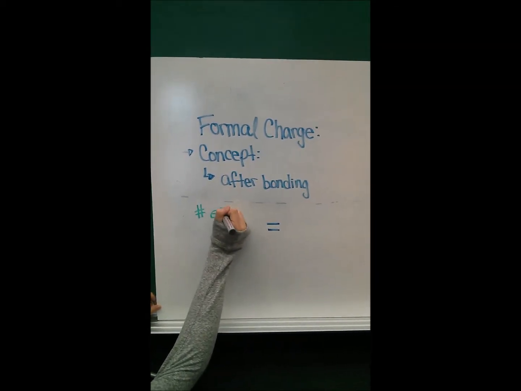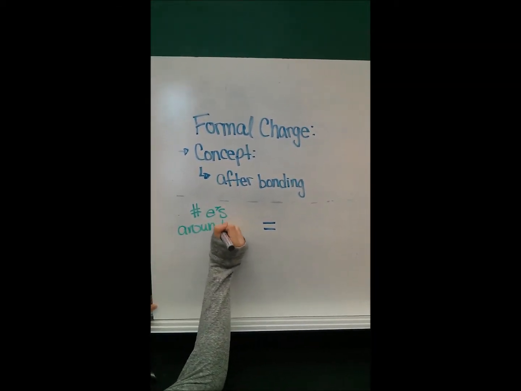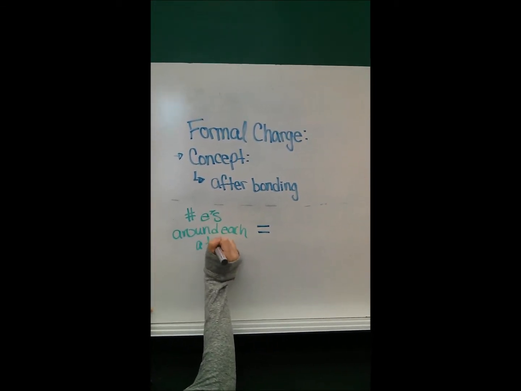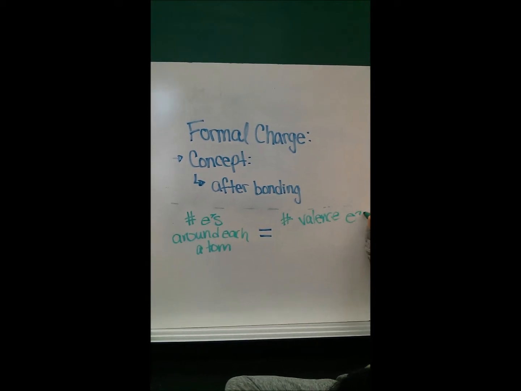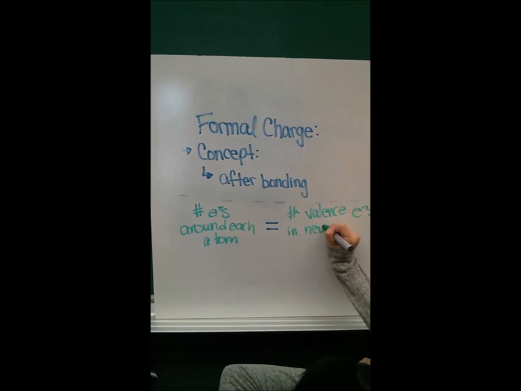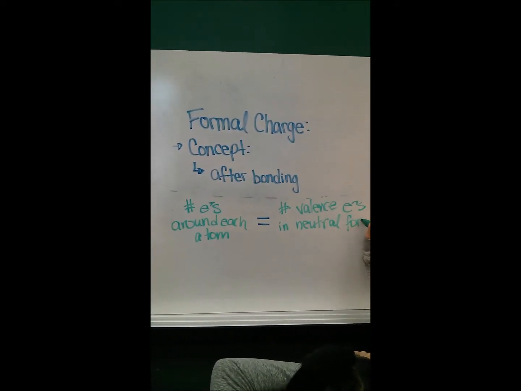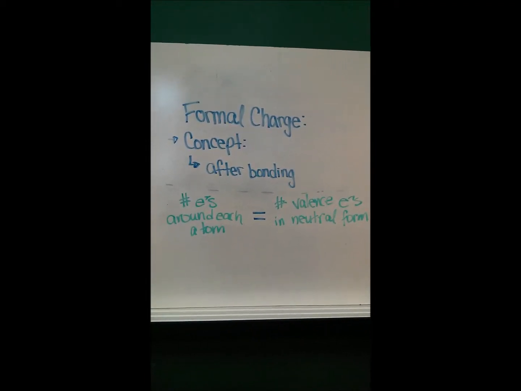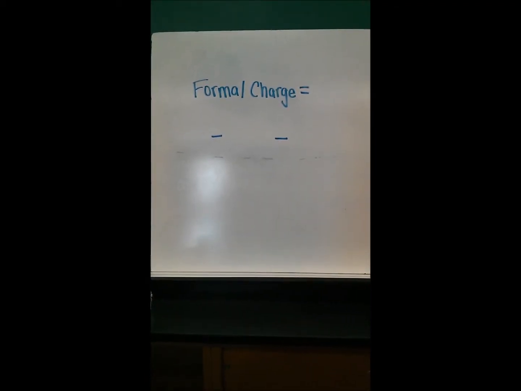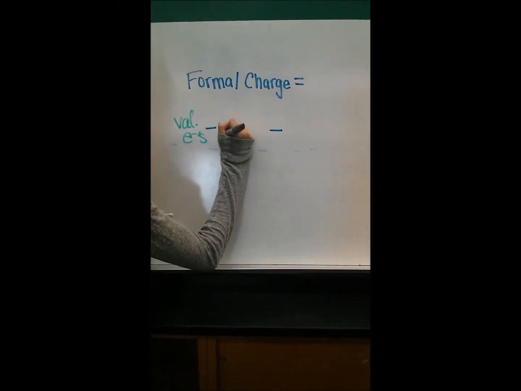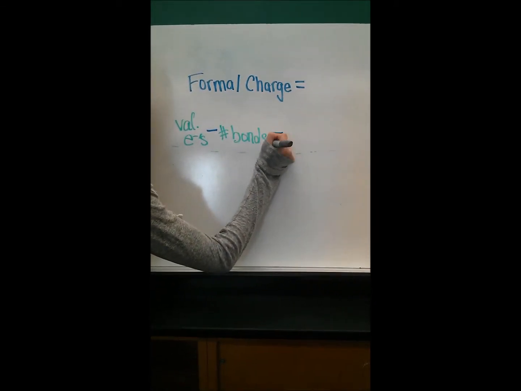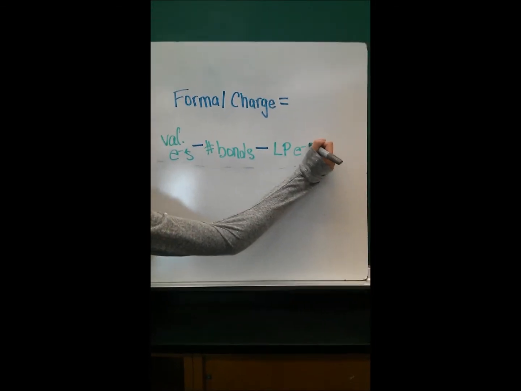To do so, we must understand the basic concept of formal charge, which is that even after bonding, the number of electrons around each atom is equal to the number of valence electrons in the neutral form. To calculate the formal charge of an atom, take the number of valence electrons it has and subtract the number of bonds it has in the compound, and then subtract the number of lone pair electrons it has.